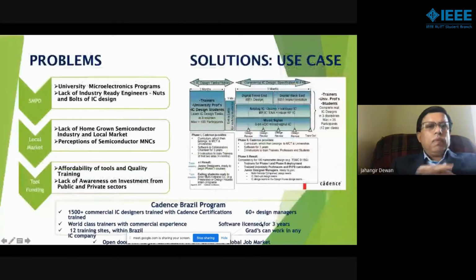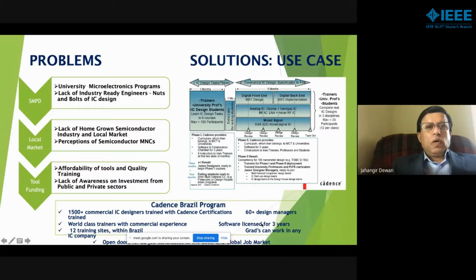So what are the problems we have in the Bangladesh education system? Dr. Jahangir Alam was talking about all the STEM programs and all these. We need to have that. Of course, this is related. So I'm going to focus mostly on microelectronics, I mean VLSI design. I know some of the electrical engineering graduates are here, probably.